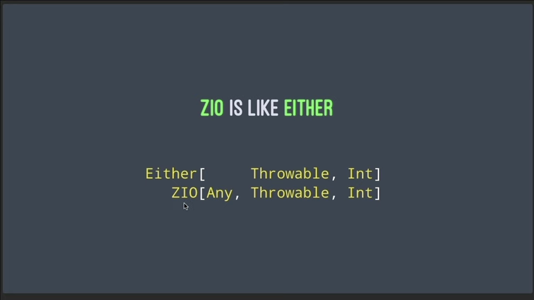And I mentioned earlier that ZIO is a little like the Scala Either type, and you can see that over here. With Either, you have the success type here and the error type here. We do the same thing with ZIO. You have the success type here, the error type here, and again, the difference is you can also specify an environment that your code requires as the first parameter.